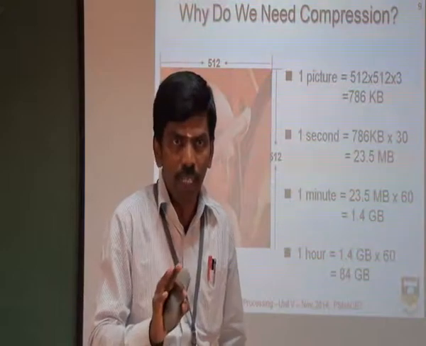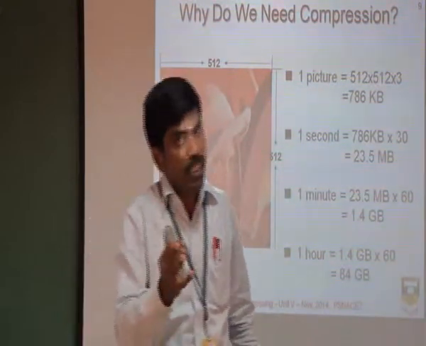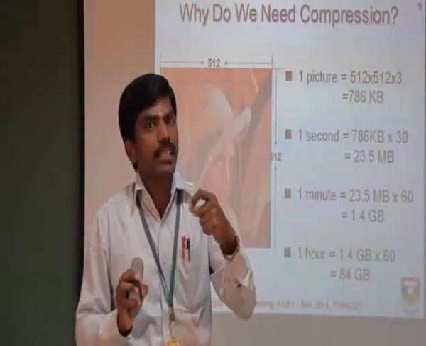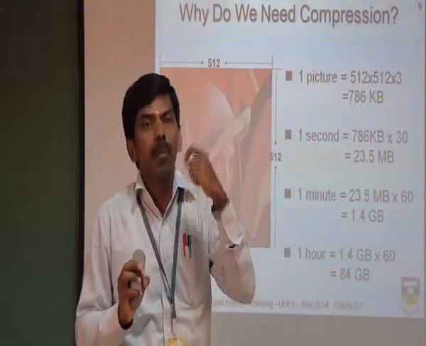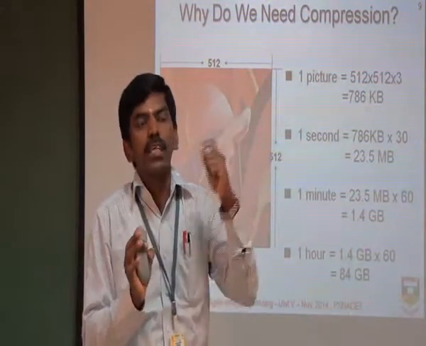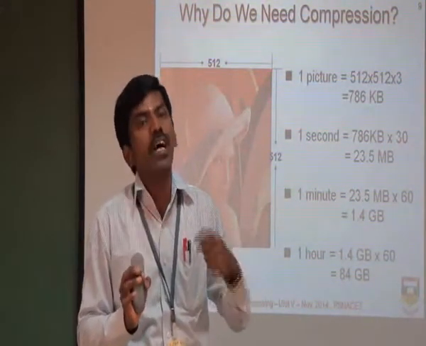is called a monochrome image. The color image is differentiated by its dimension: 512 by 512 into 3. The 3 indicates the primary colors, and the remaining colors can be derived from the primary colors. So this is how we identify whether a given image is a monochrome image dimension or a color image dimension.